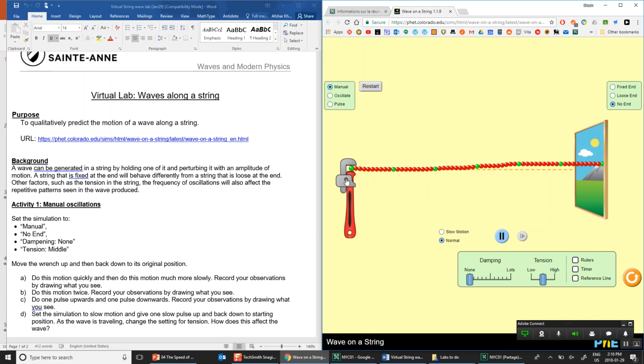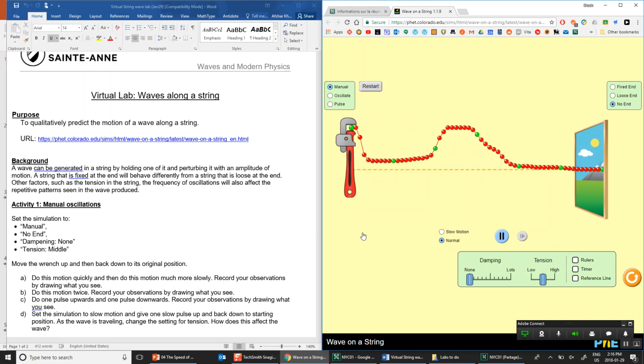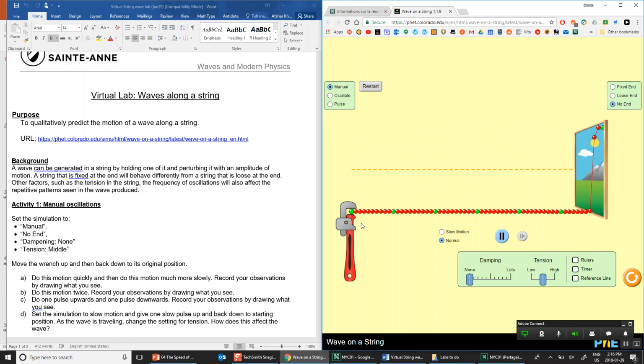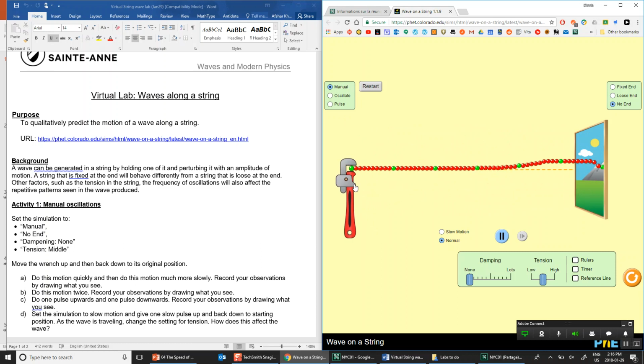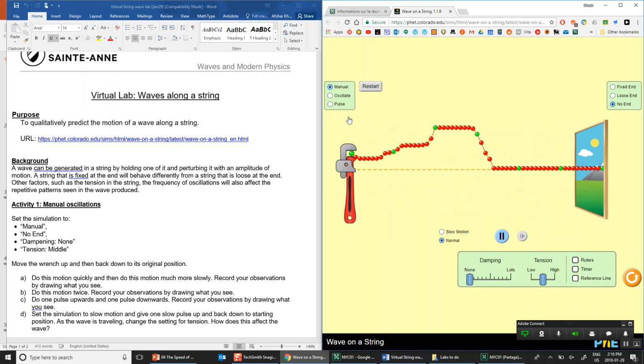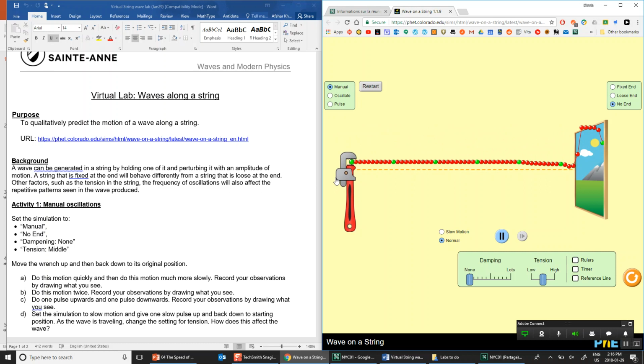I'm going to do a slow one and a fast one. Was the distance between them always the same? Did one wave catch up to the next wave? So let me try that again. Slow wave, fast wave. So the wave never caught up to the other one, which means that how fast I jerked it didn't affect the wave propagation speed. So it went from left to right in the same amount of time.